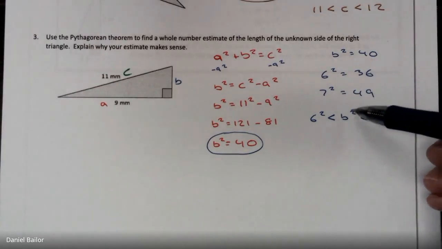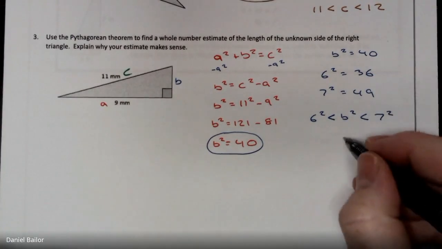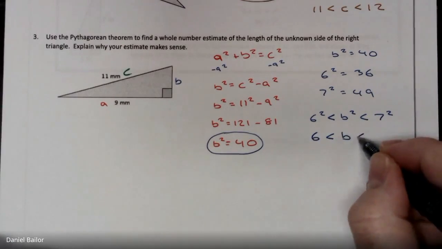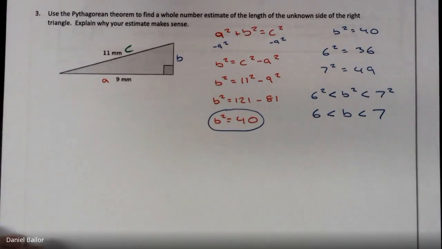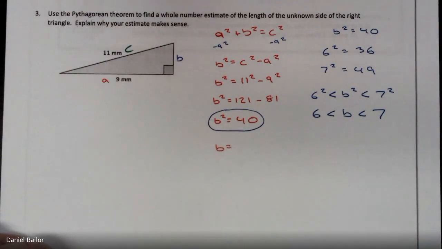So b squared is bigger than 6 squared, smaller than 7 squared, which means b is bigger than 6, smaller than 7. It's going to be some decimal, 6 point something. Right now, maybe later in this module, we'll find the decimal answer, or maybe you'll learn how to do that in high school. But what we're doing now is I just want to get close.